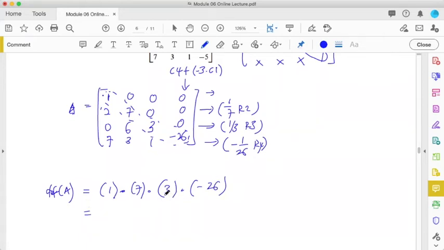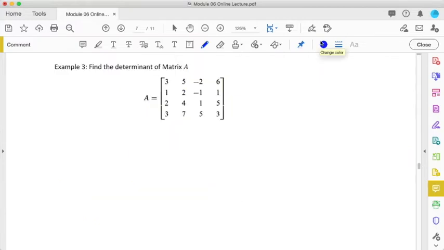If you solve that, we get negative 546. Since you didn't involve any swap between rows or columns, you don't need to multiply with negative 1. Next we move to example 3. In this example, we have a 4 by 4 matrix, and we need to find the determinant of this matrix.